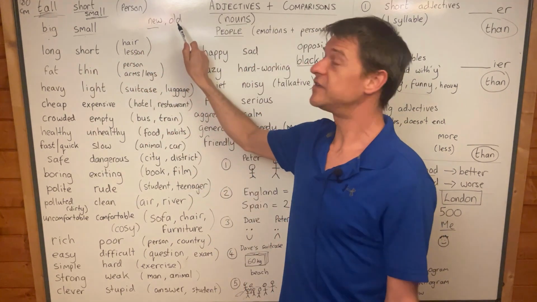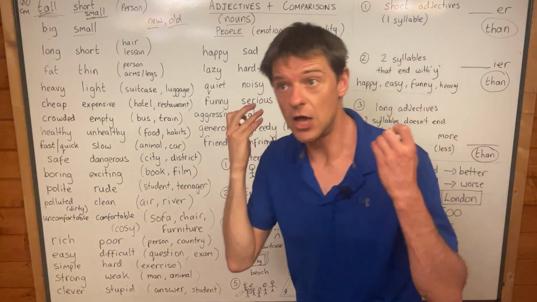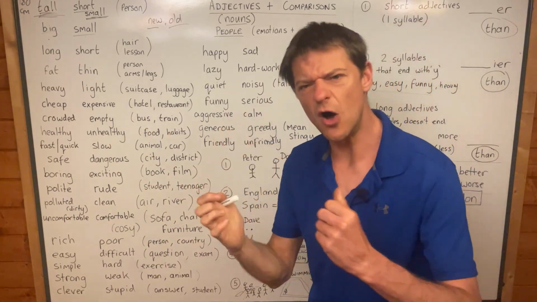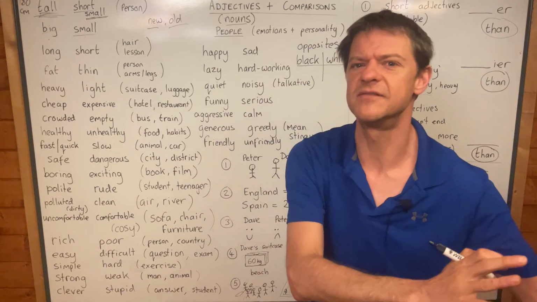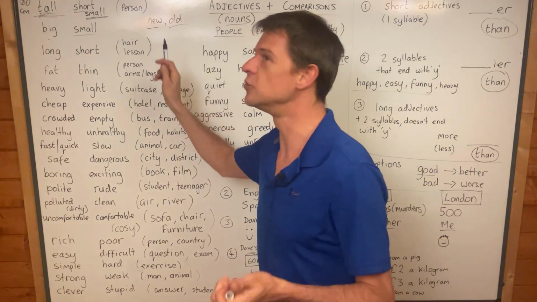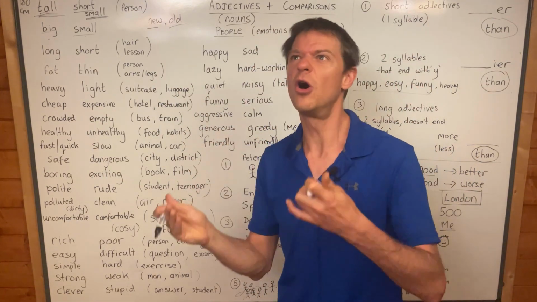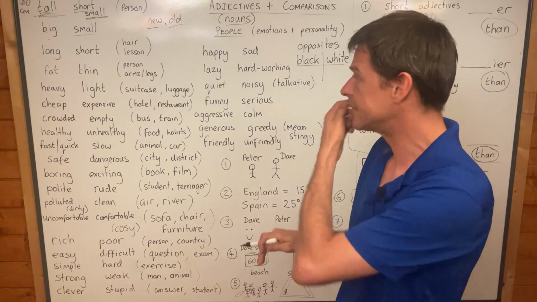New is the opposite of old. A new TV, an old black and white TV. A new book or an old book.